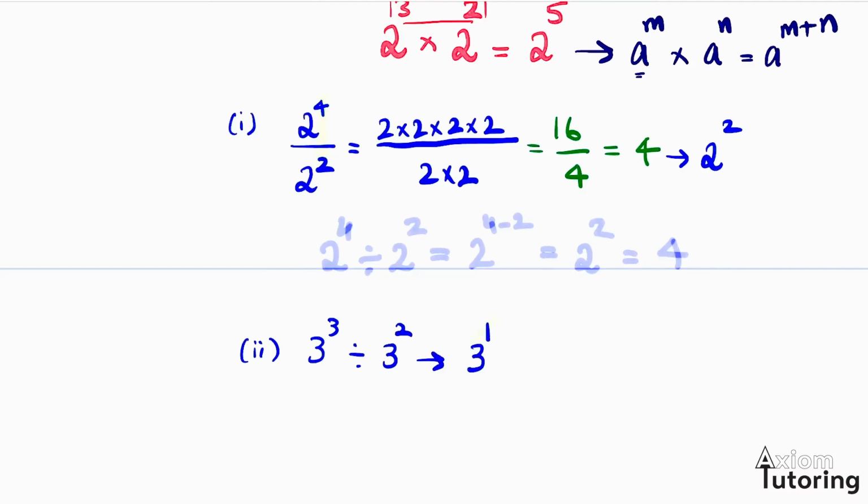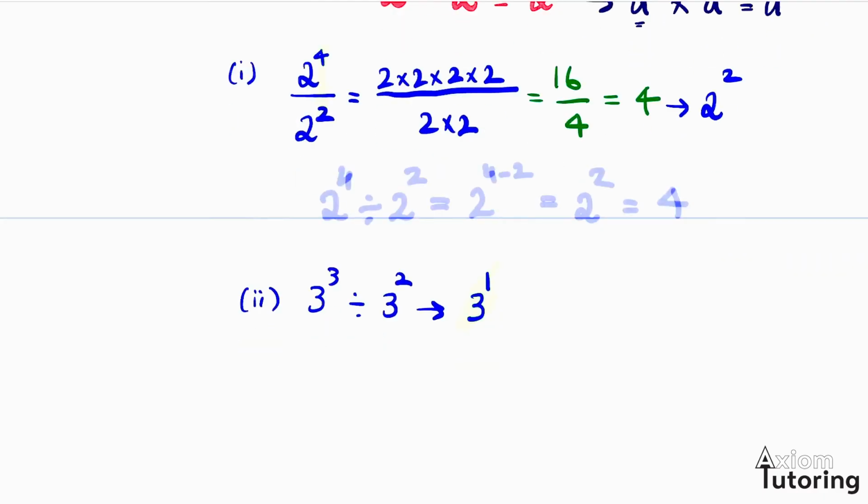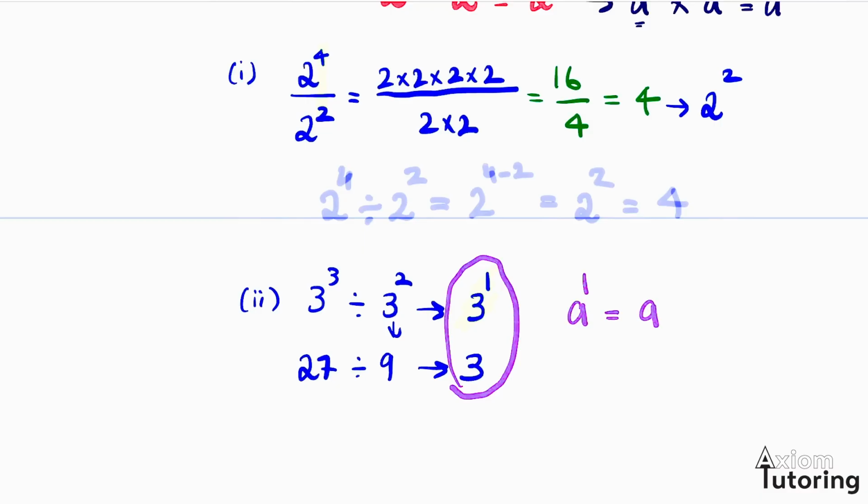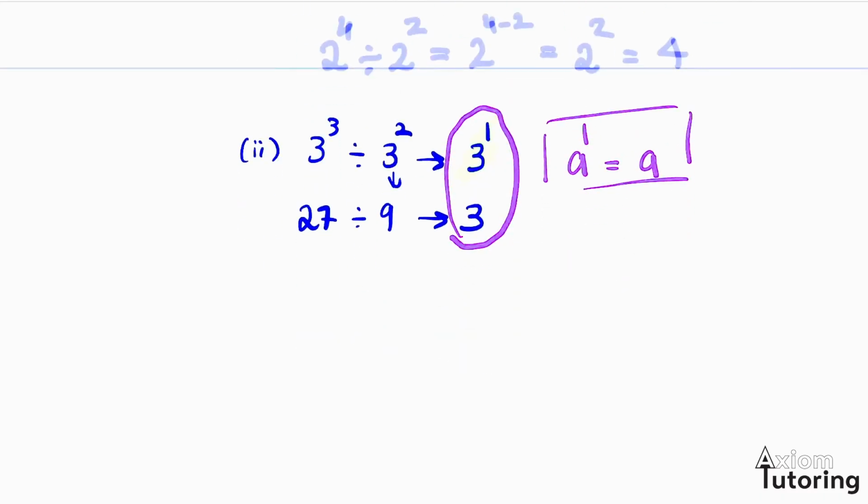Now, this bit is very important, because if we work these out the long way, 3 times 3 times 3 is 27, and 3 squared is 9. 27 divided by 9 equals 3. So 3 to the power of 1 and just 3 are the same. So when you have a base raised to the power of 1, the answer is just the base itself. A to the 1 equals A. 5 to the 1 equals 5. 16 to the 1 equals 16.